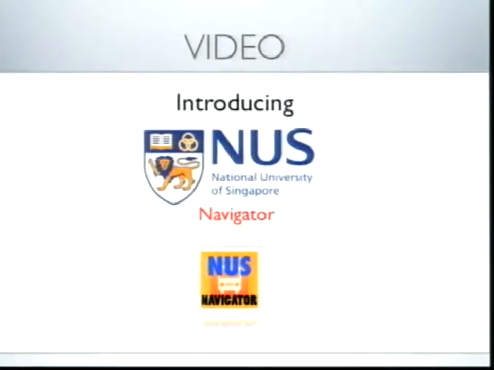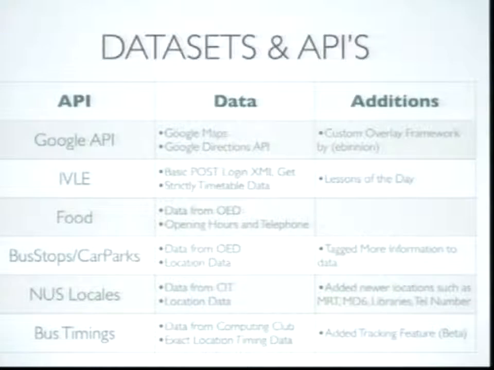Yeah, so that was just a short video of the app or what you can expect later on. So first of all, I'm going to talk about the datasets and APIs being used. First and foremost, of course, is the Google API, which is Google Maps. I'm overlaying my map on top of Google Maps, so that ensures accuracy. And I'm also using Google Directions API. Prior to this, you saw the routes being drawn in red lines. That's actually using Google Directions API.